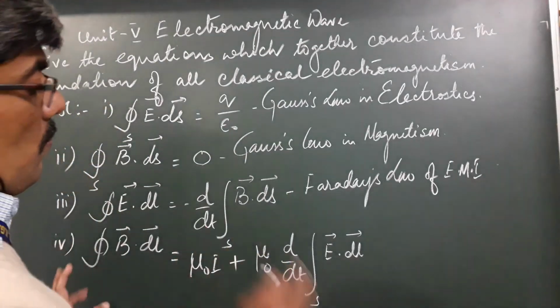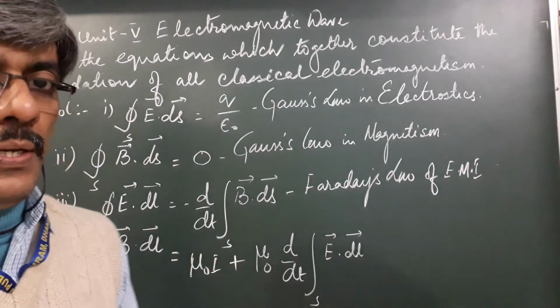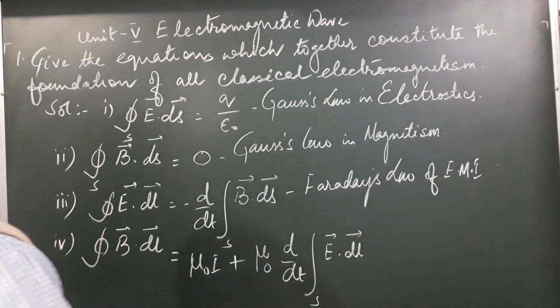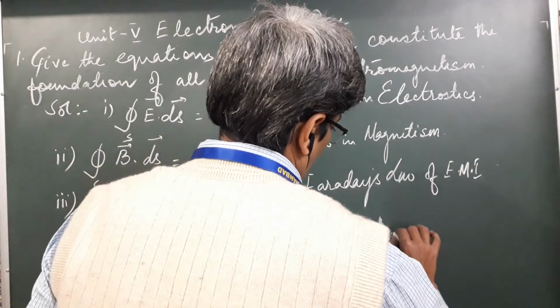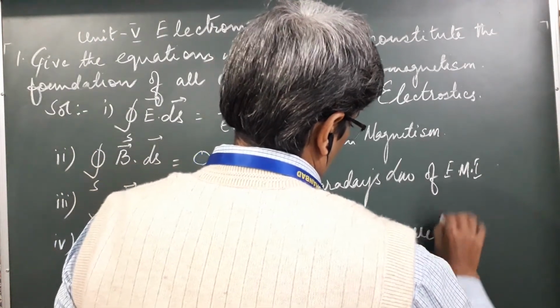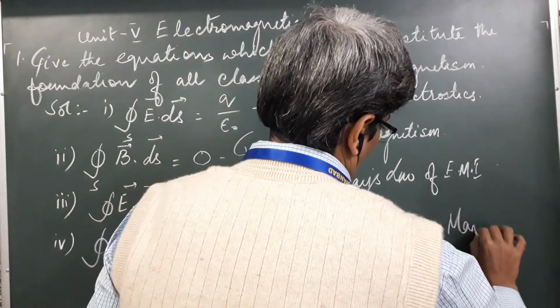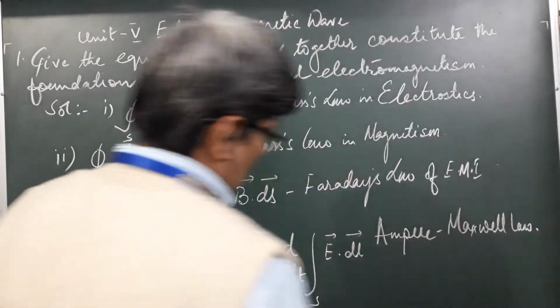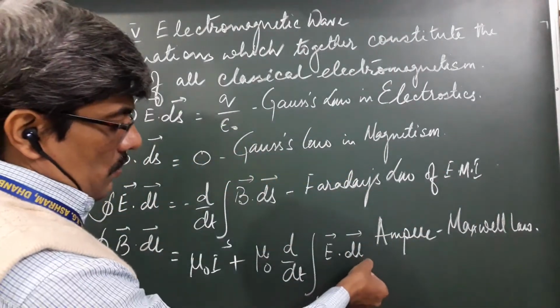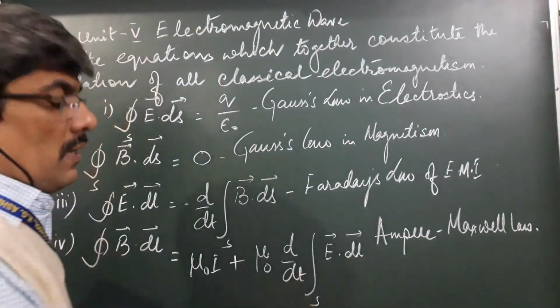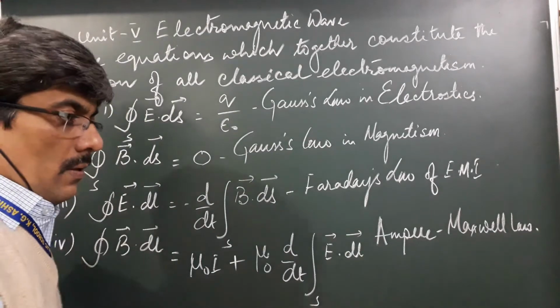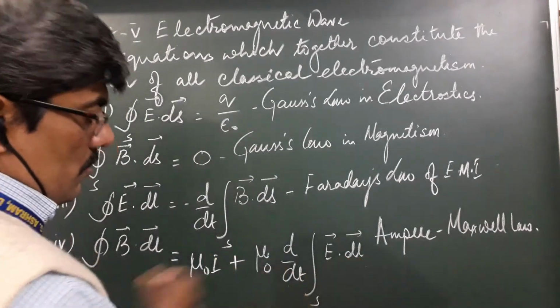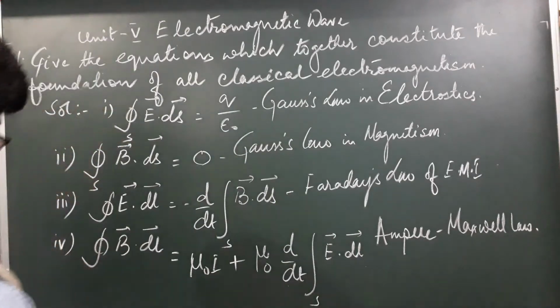In fact, this was modified by Maxwell, which we today know as the Ampere-Maxwell law. Right? This part incidentally is called the displacement current, and this is the main current. Right, students? This contributes to the displacement current.